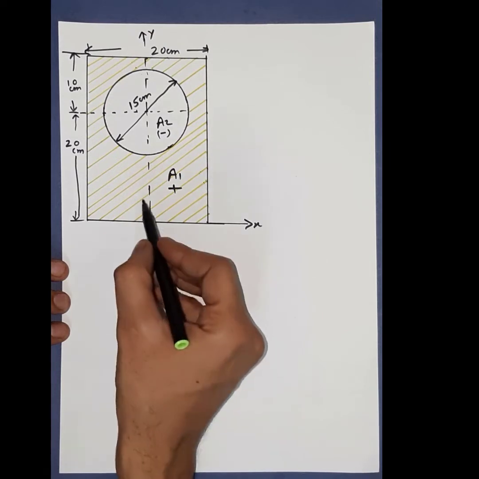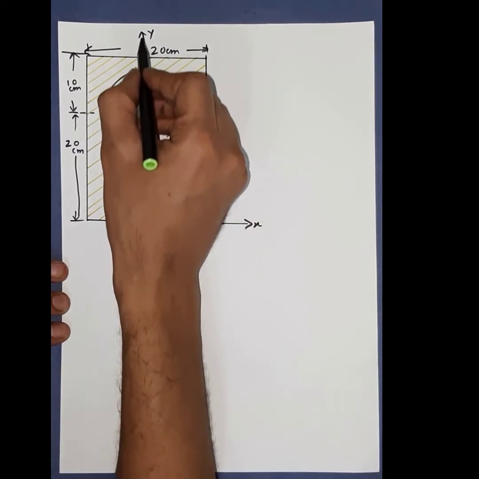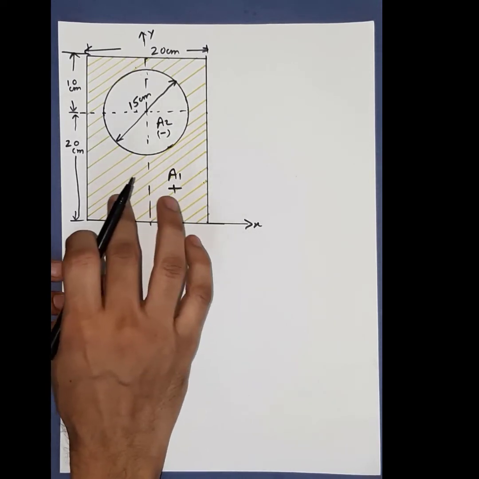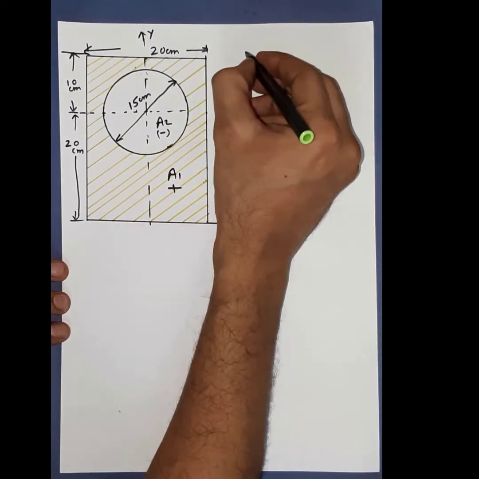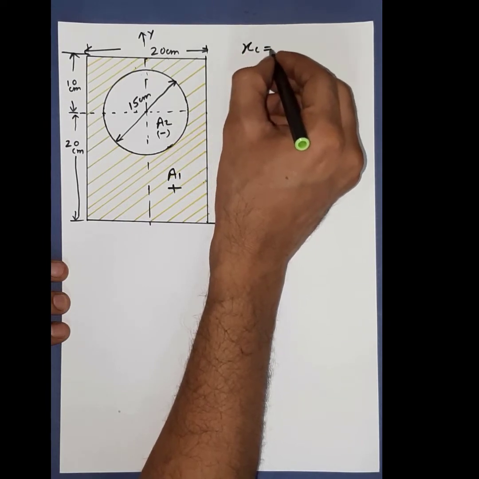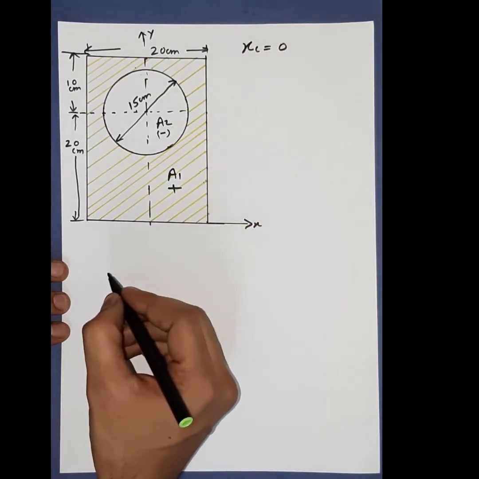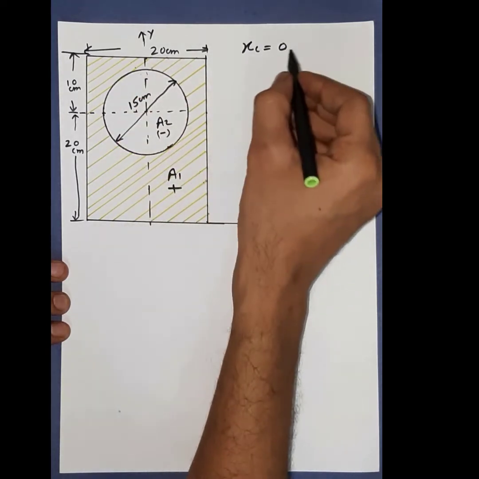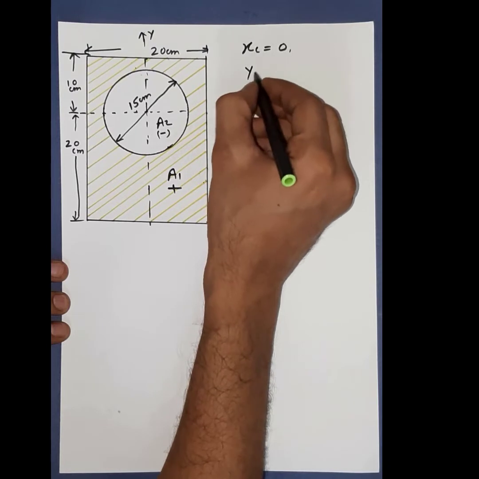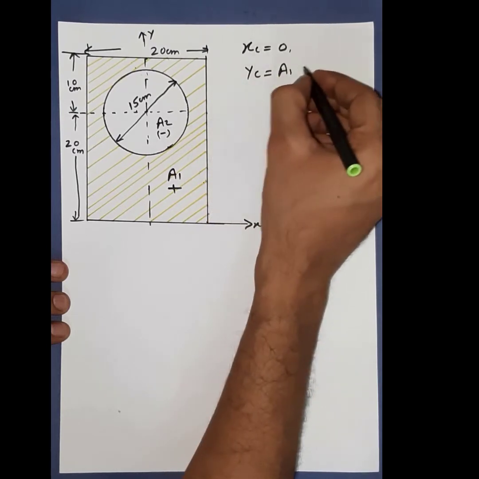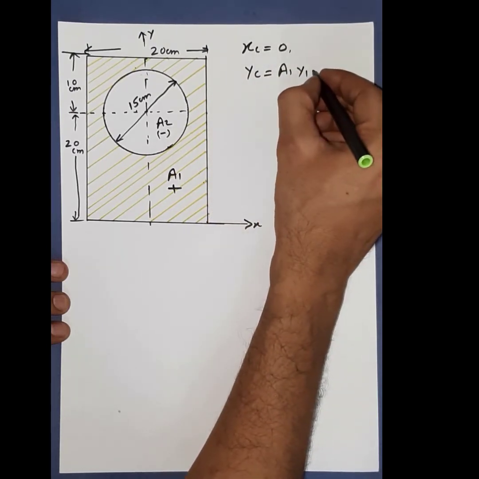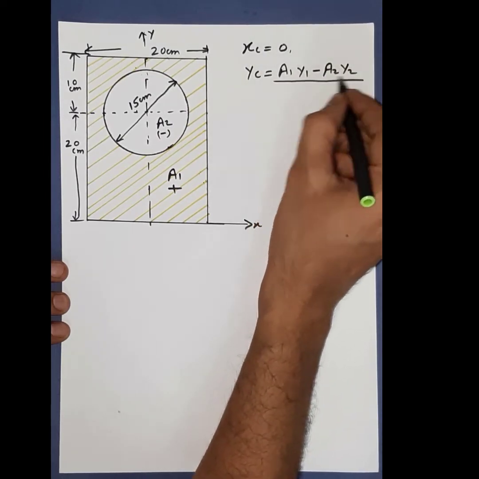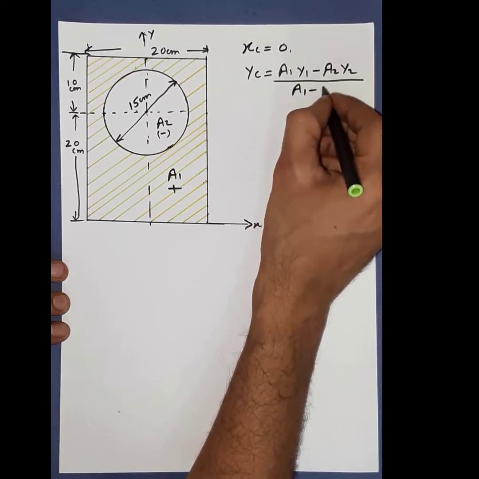Now here the y-axis is shown at the center, and this figure is symmetrical, the right hand portion and left hand portion being the same, so the x-intercept of the composite figure will be 0. The centroid of that figure will lie on this y-axis, so the distance of the centroid from the y-axis is 0. For the y-intercept we can use the formula A1 y1 minus A2 y2 divided by A1 minus A2.